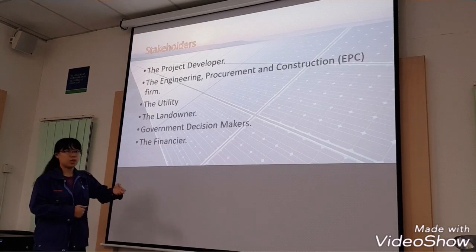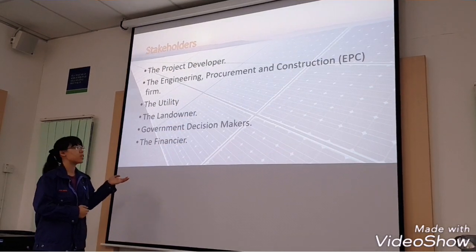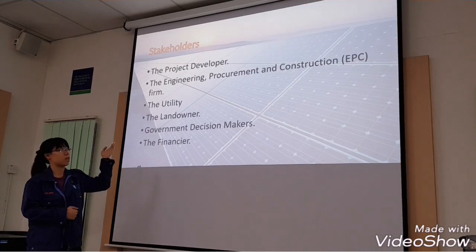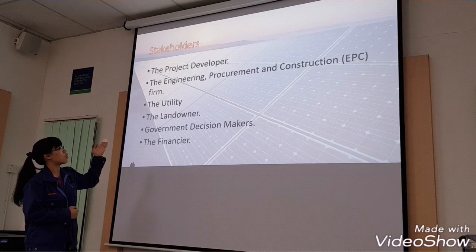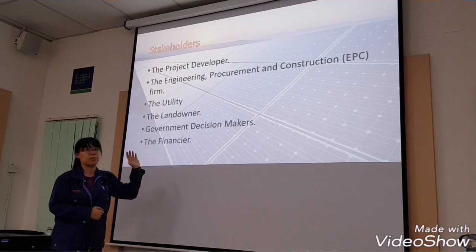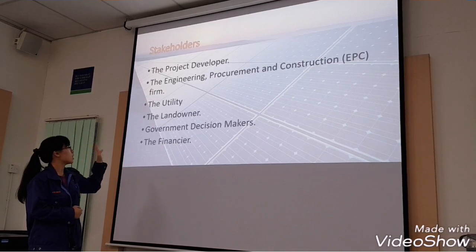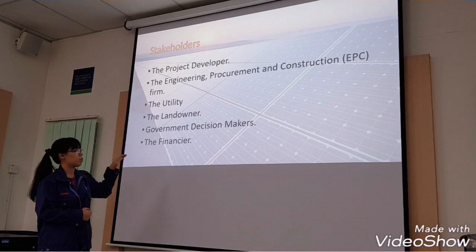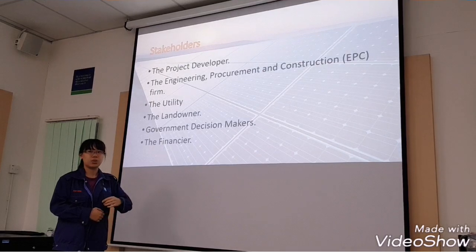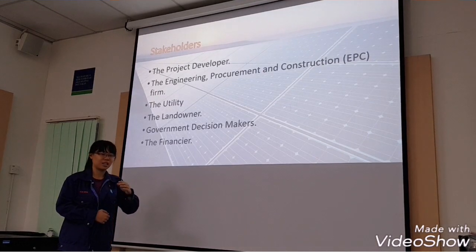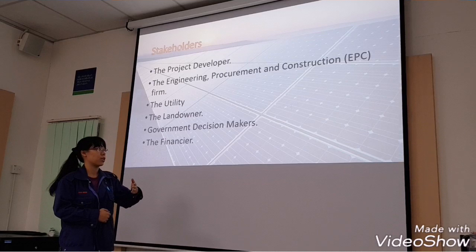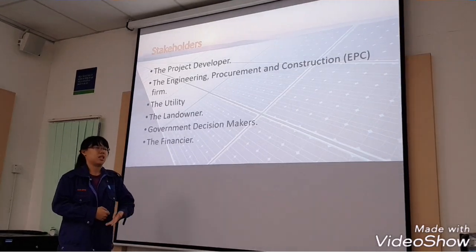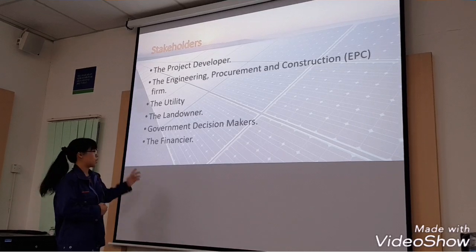And there are some stakeholders for the PV system. This is an example of them. The first one is the project developer, and the second one is the engineering, procurement and construction, which is the EPC, and the utility, the landowner, and the government decision maker, which means that if the government decides to give an amount of money, then they can install more solar panels in their country. And the last one is the financial.